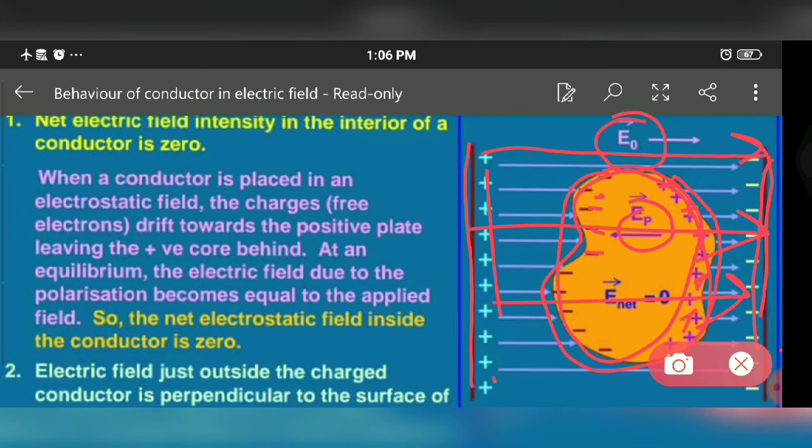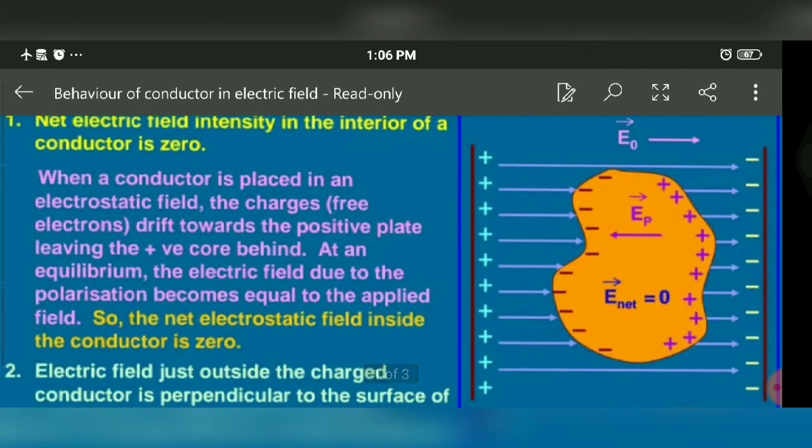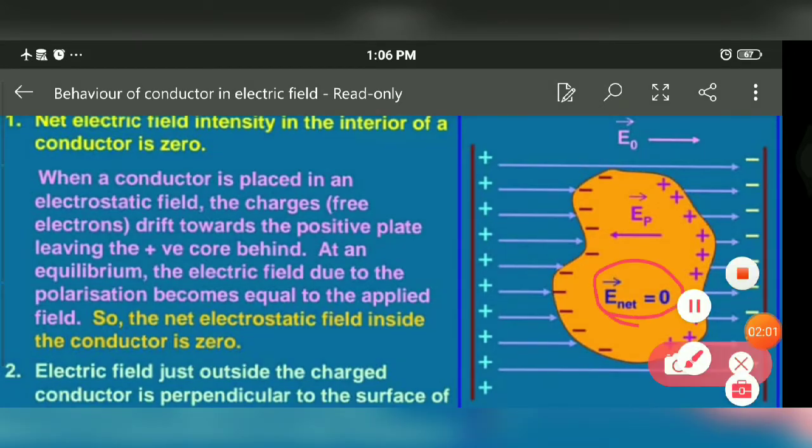As this face acquires positive charge and this face acquires negative, the internal electric field is in this direction. This is also called the polarized electric field, because the conductor gets polarized. The charges keep on moving until EP is equal to E naught, where E naught is the external field. When EP and E naught are equal and opposite, the net field comes out to be 0. So that's why the net electric field inside a conductor is always 0.